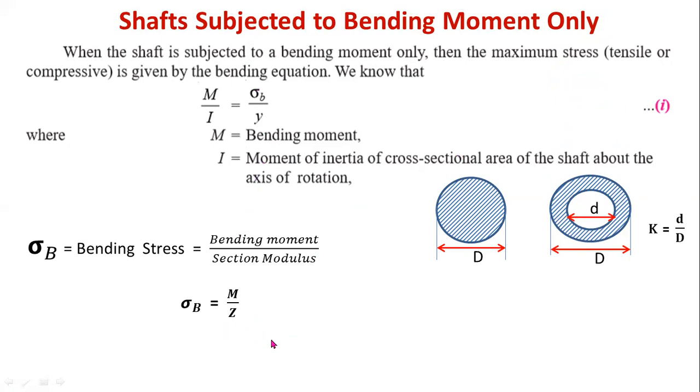Okay, Z is the section modulus, Z equal to I by y. Already we know that for a solid shaft, bending stress sigma b equal to 32 M by pi d cube, Z equal to pi d cube by 32 for a solid shaft, and sigma b equal to 32 M by pi d cube into (1 minus k power 4) for a hollow shaft. Now you have to use these two formulas for the design of shafts subjected to bending moment only.